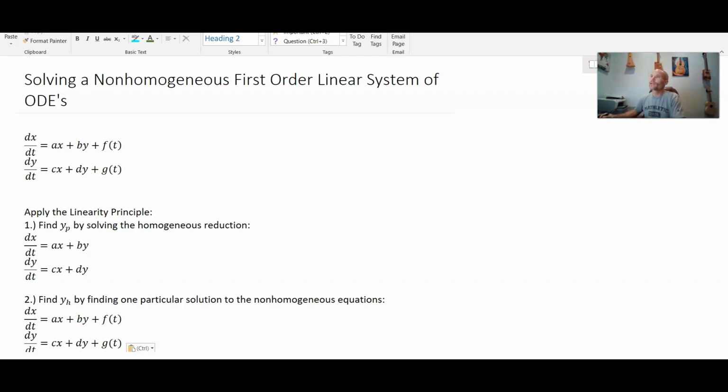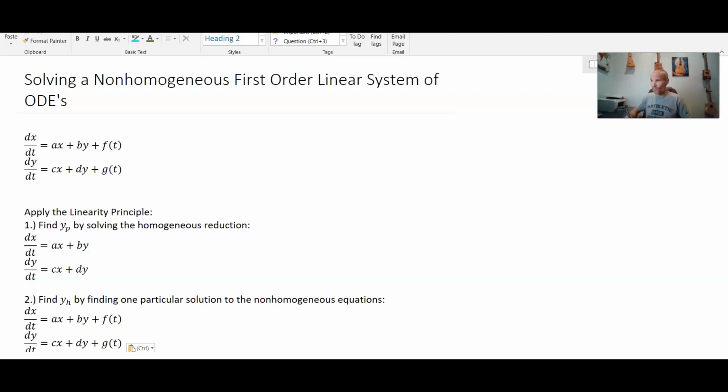In this video, we're going to take a look at solving a non-homogeneous first-order linear system of ODEs. So we've learned how to solve differential equations and systems of them when we have just dx/dt equals ax plus by and dy/dt equals cx plus dy, but there are situations where we might have a constant or some function of time applied to the rate of change functions. So in general, we'll call them f of t and g of t. These could be exponential functions, they could be sinusoidal functions, or they could be constants.